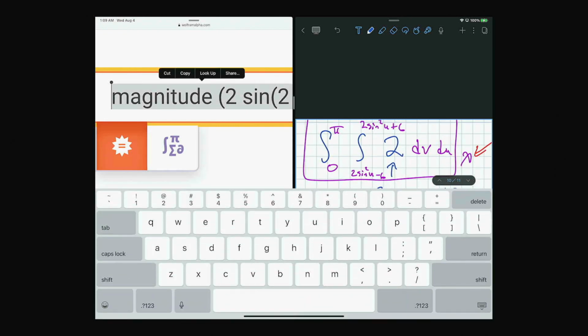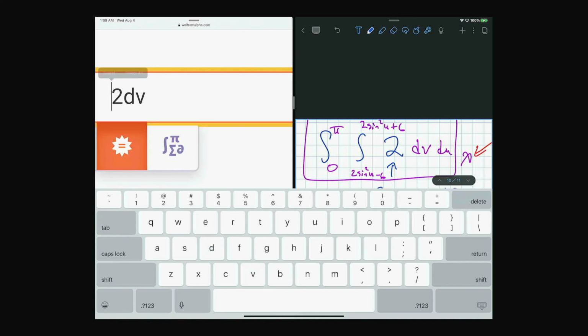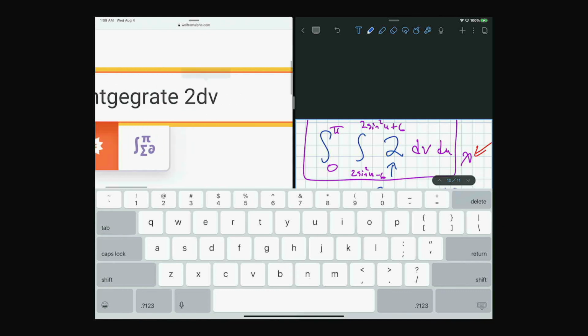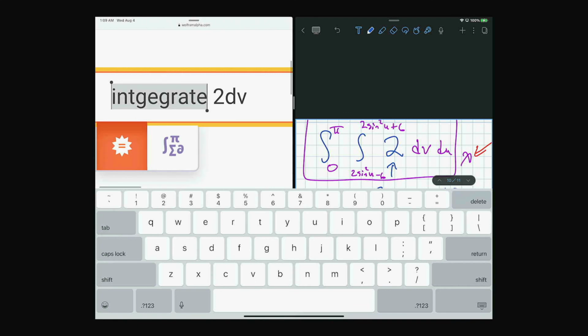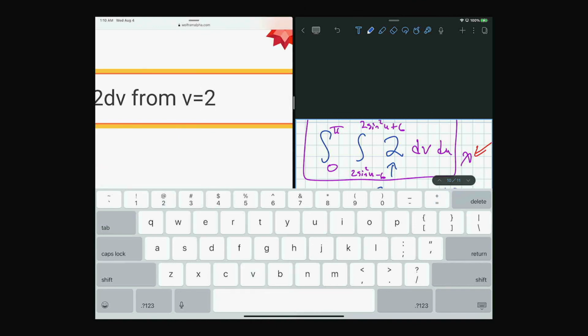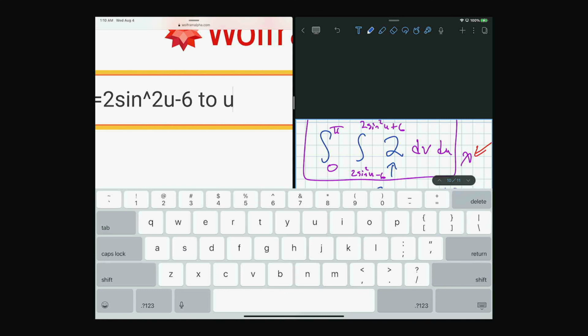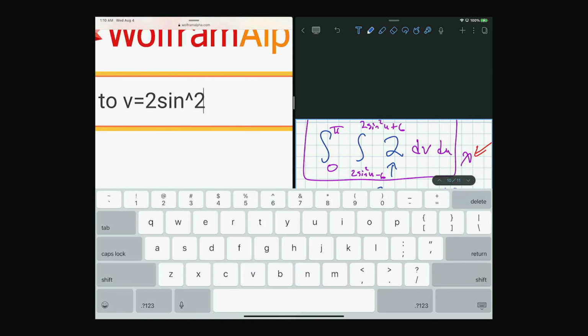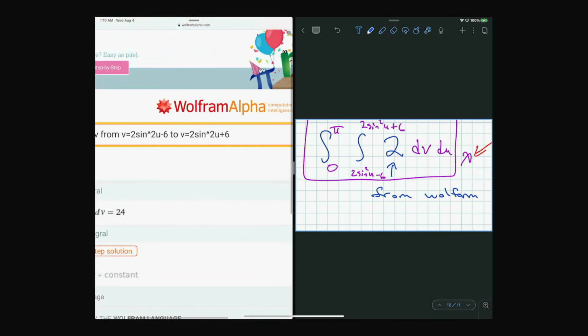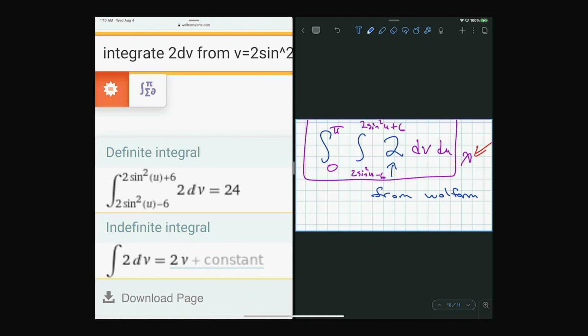So what do we got? We're integrating 2 dv. Move the cursor. Oh my God, I hate computers. Move the cursor. No, move the cursor. Fine, we'll do it this way. So we'll see if it did the right thing here. If not, we'll put parentheses where they need to go. No, it looks like it did it right. So we get 24.